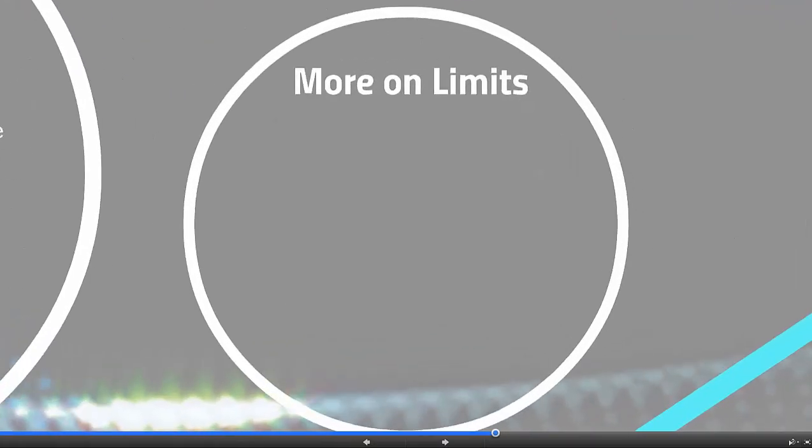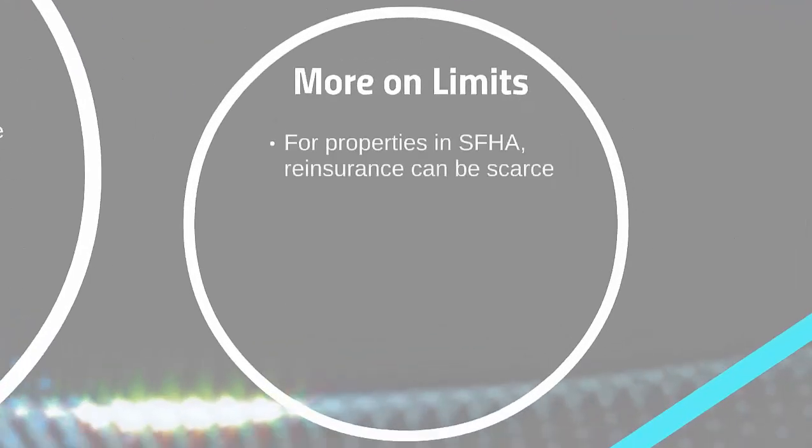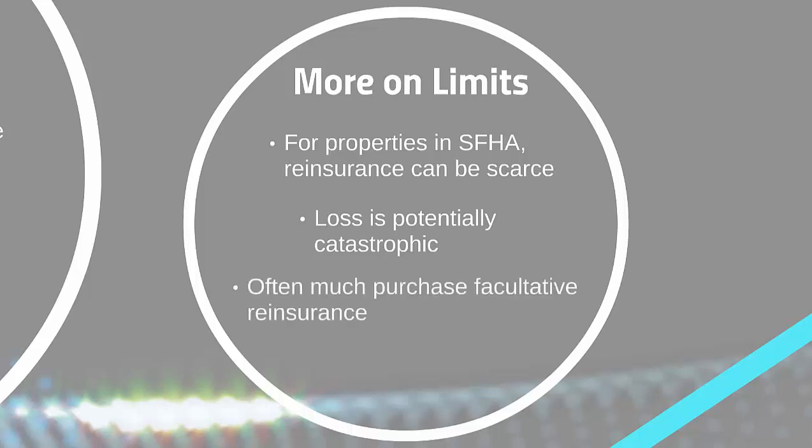And more on the limits of NFIP. For properties in special flood hazard areas, reinsurance can be scarce. This is because losses are potentially highly catastrophic. An insured who wants to purchase NFIP must often purchase facultative reinsurance on their own. Facultative reinsurance is a reinsurance policy for that one particular risk, that one building.